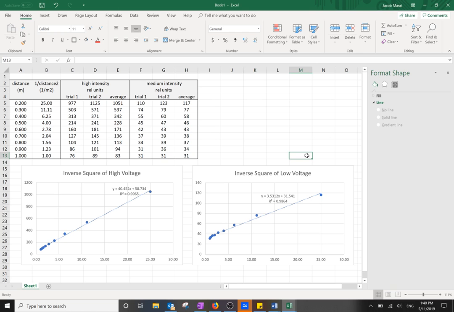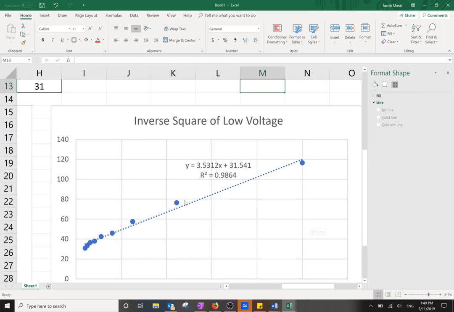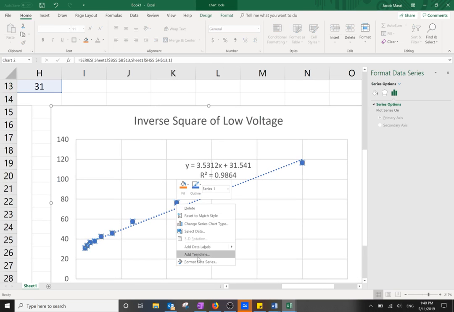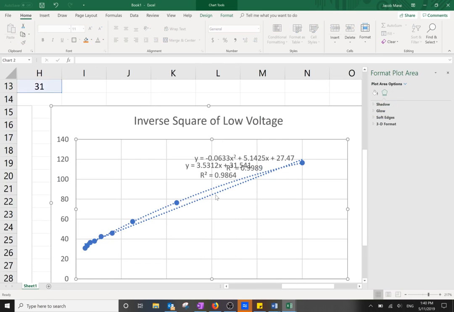Okay? Now, you can, if you want to be cheeky, let's go back to this guy, which doesn't really look very linear. You could change the trend line. Oops, don't click that. Add trend line. You could go polynomial. Oh, I'm going to have to delete one.